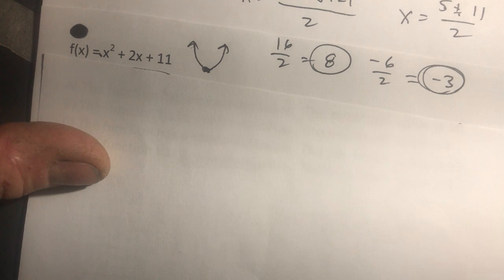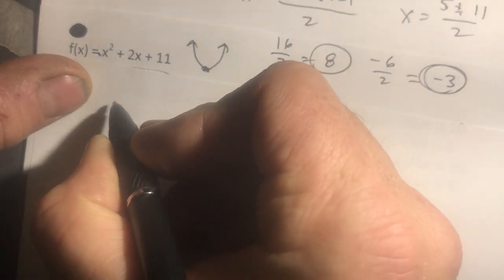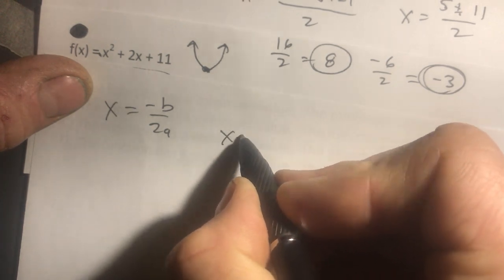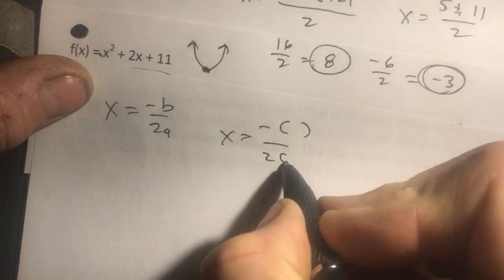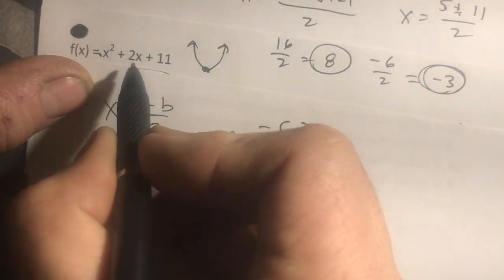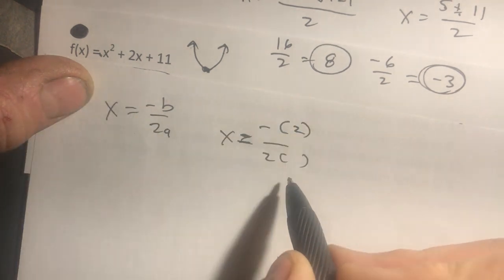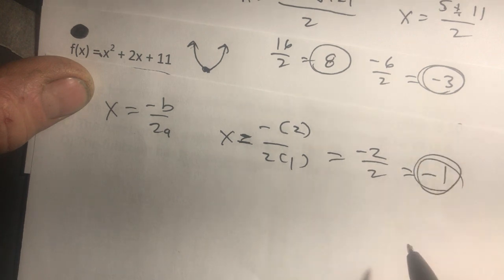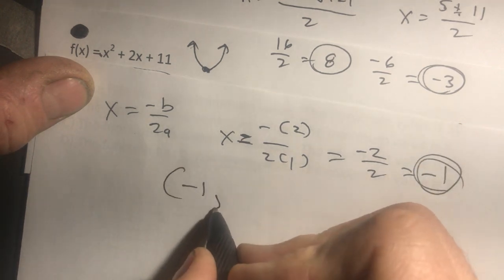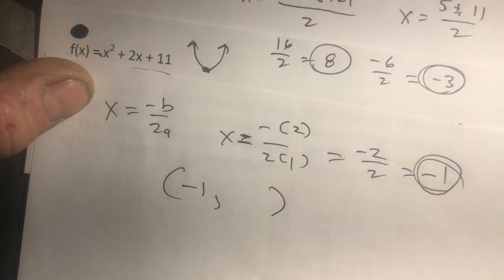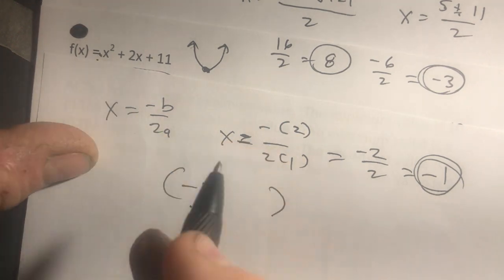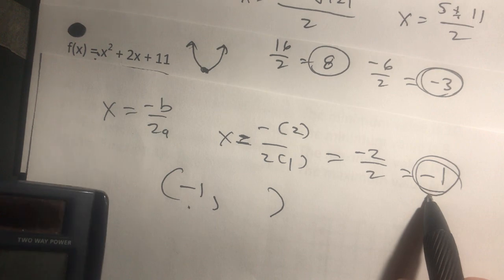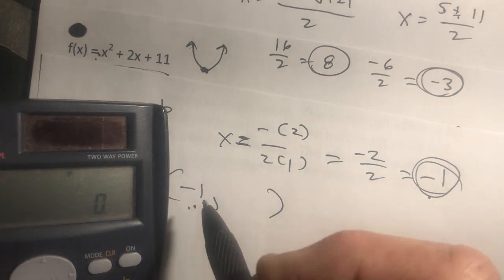All right, so I'm going to have to find the axis of symmetry first. X equals negative b over 2a. In this problem, my b is 2 and my a is 1. So it's going to be negative 2 over 2, which is negative 1. There's my axis of symmetry, negative 1, which is the x in the vertex. Now I plug that in.